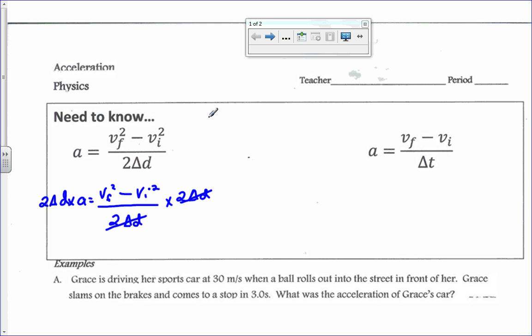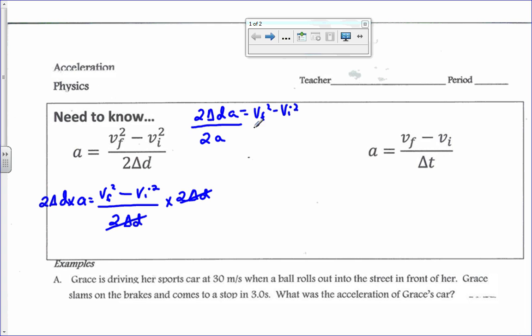And I'm going to rewrite the formula up here. So I've got 2 delta d times a is equal to final velocity squared minus initial velocity squared. What am I solving for again? Distance. So that means I have to get rid of what? A and 2. So how do I get rid of them? I'm going to divide. I've got to divide out 2, and I've got to divide out a.